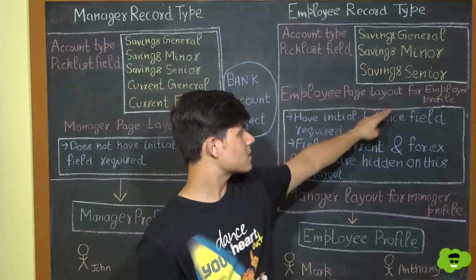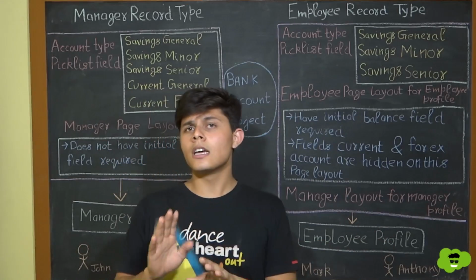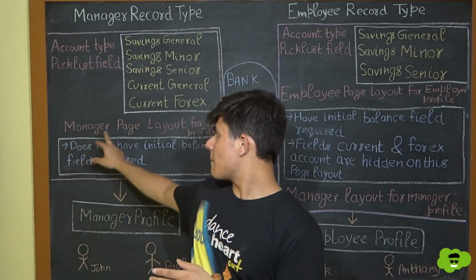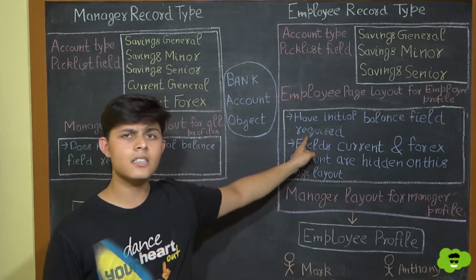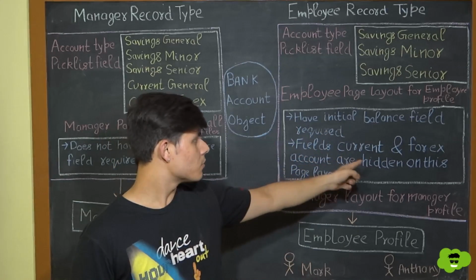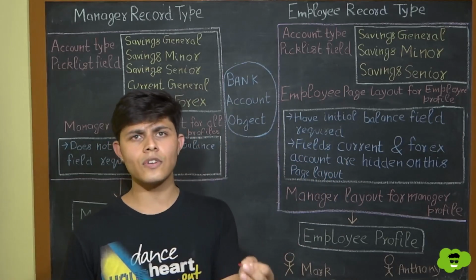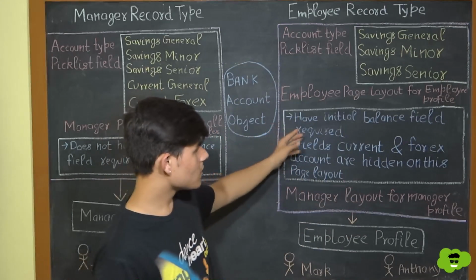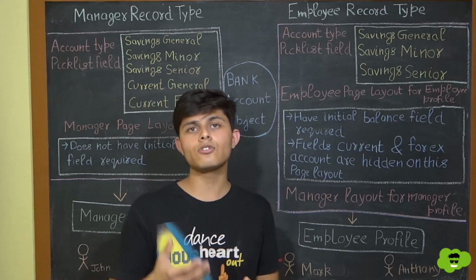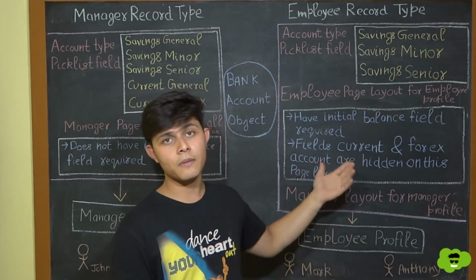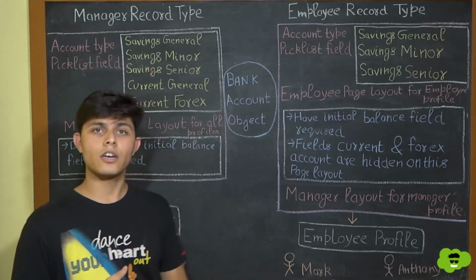So we have created another page layout of this bank account object, that is the employee page layout, and the master one or the first one is the manager page layout. In the second, employee page layout, we have made the initial balance field required. Also we have removed the current and forex account fields there. We haven't placed those fields on that page layout because obviously if they are not registering for the current account or the forex account, why is there a need to show those fields on their page layout? So we have made those fields hidden and we have made the initial balance field required.